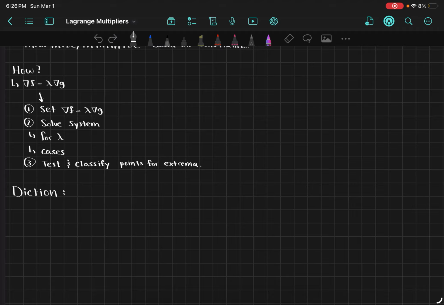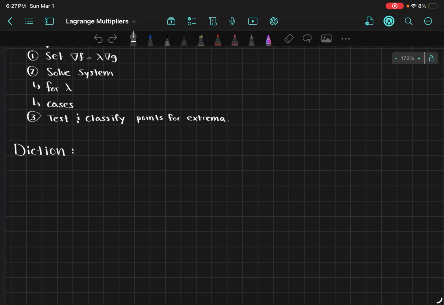We're going to solve the system of equations that we create from our original equation, del f equals lambda del g. We can solve our system for lambda in the right case. I will talk about when that can happen and what you need to be careful for. Or you could also solve it for cases, also something that I will get more into. And finally, we're going to test and classify our points for extrema.